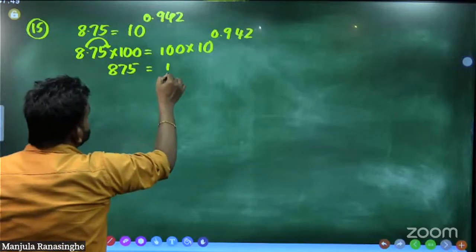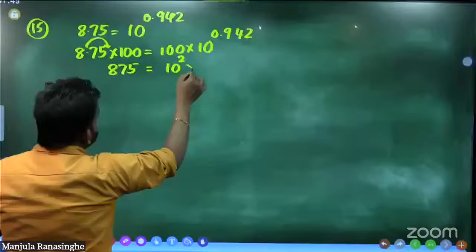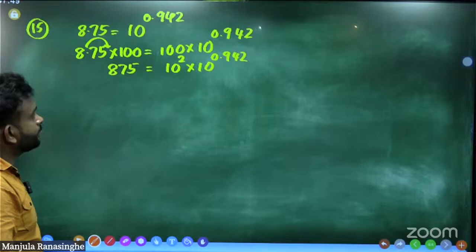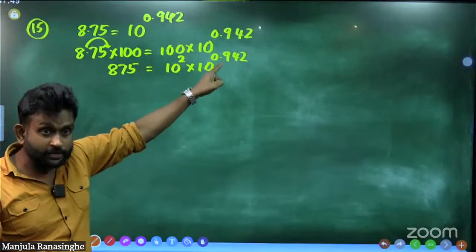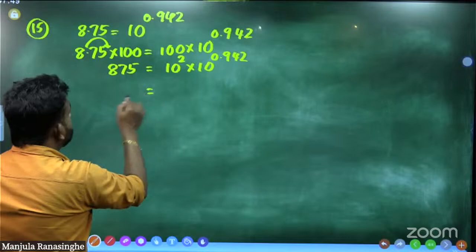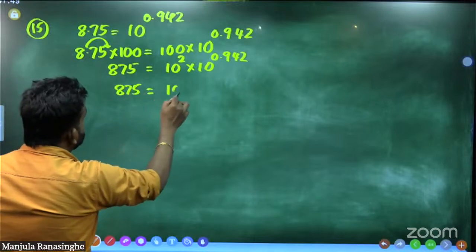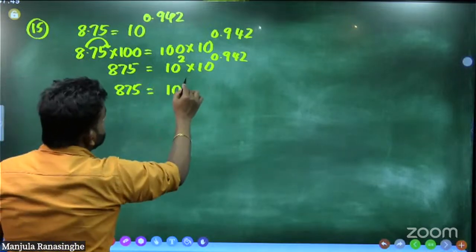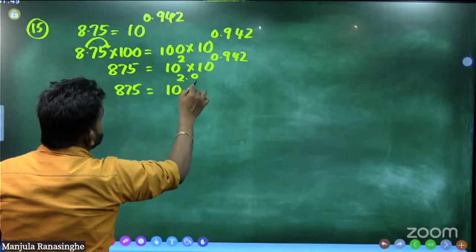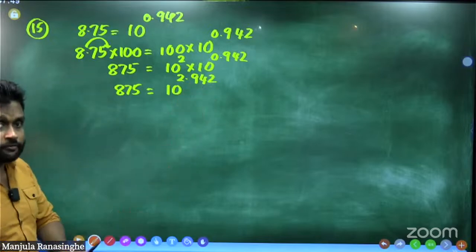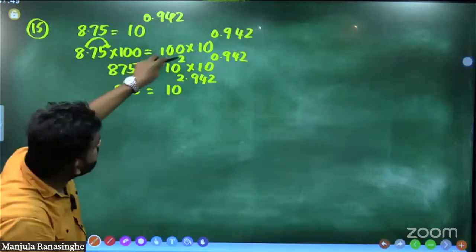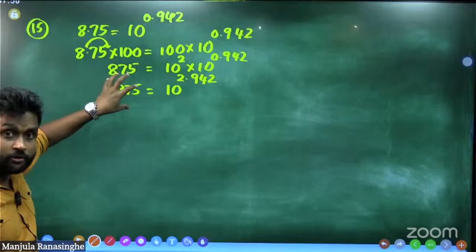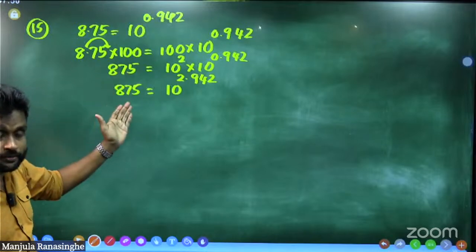Here I apply the index law. 100 I write as 10 to the power 2, into 10 to the power 0.942. Now same base: when powers multiply together, the powers are added. So I can write 10 to the power 2 plus 0.942, which is 2.942. Understood what happened? When same bases are multiplied, the powers are added together. Now 875 is built up, which I required for my question.